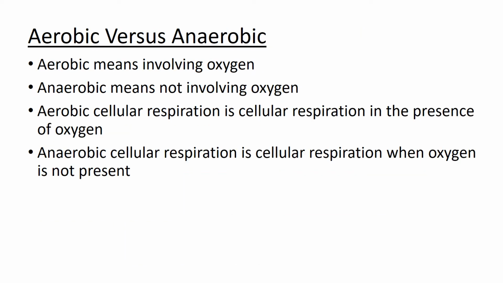When we talk about cellular respiration, we're going to be talking about cellular respiration that involves oxygen. But there are other types of cellular respiration. Aerobic means involving oxygen, and anaerobic means not involving oxygen. The AN here means not, so not aerobic. Aerobic cellular respiration is cellular respiration in the presence of oxygen. That's what we've been talking about. But there is anaerobic cellular respiration as well. And anaerobic cellular respiration is cellular respiration when oxygen is not present.